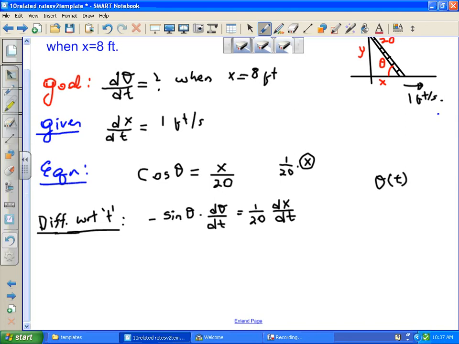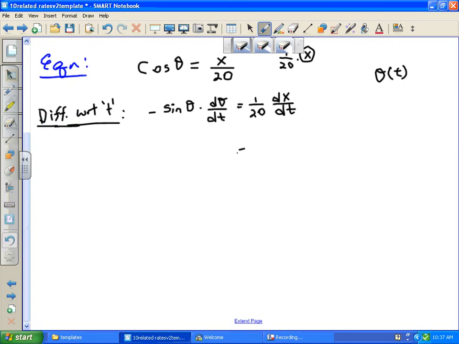Now we need to find dx over dt, which of course is given. That's no problem. So this is 1 over 20. Dx over dt was 1. I might as well put it in there. D theta dt, again, is a good variable to have in your equation, because we're trying to find d theta dt. The only thing that we need to know right now is sine of theta. And let me not forget the negative. I need to know what sine of theta is in this triangle.